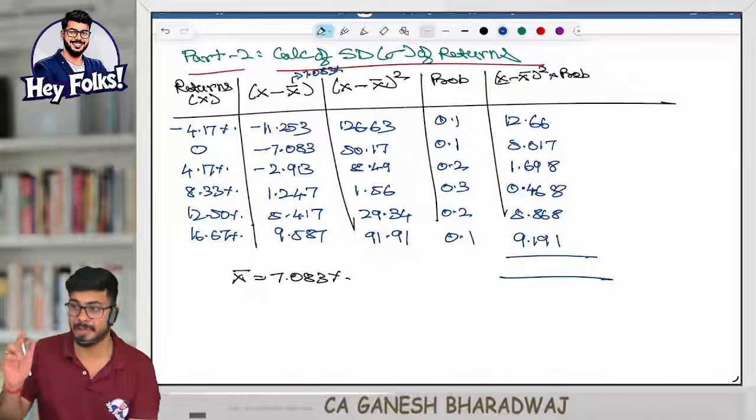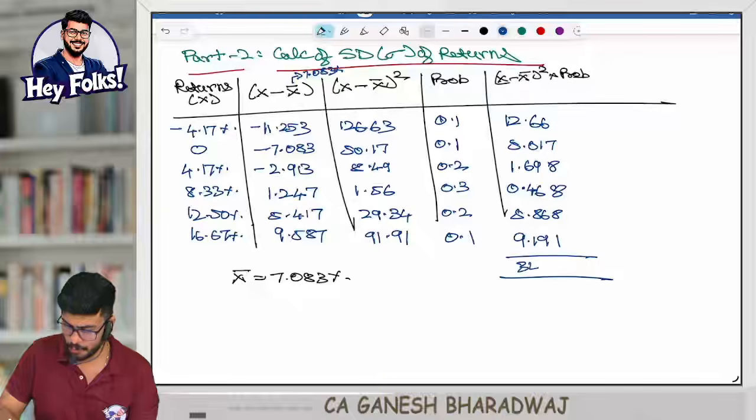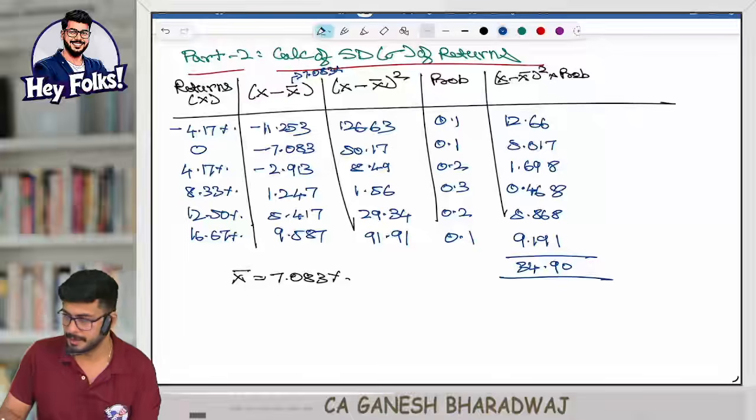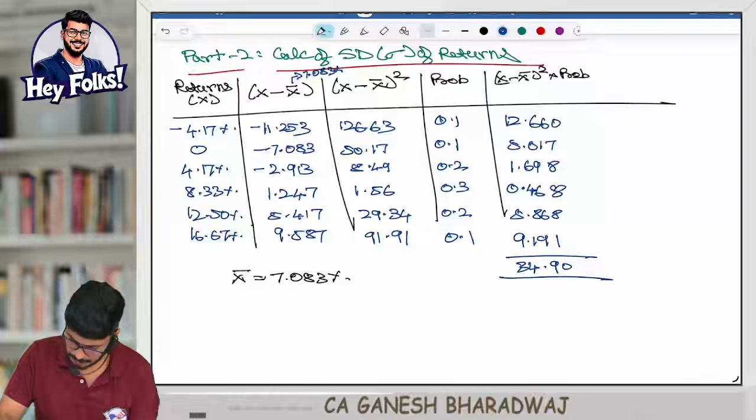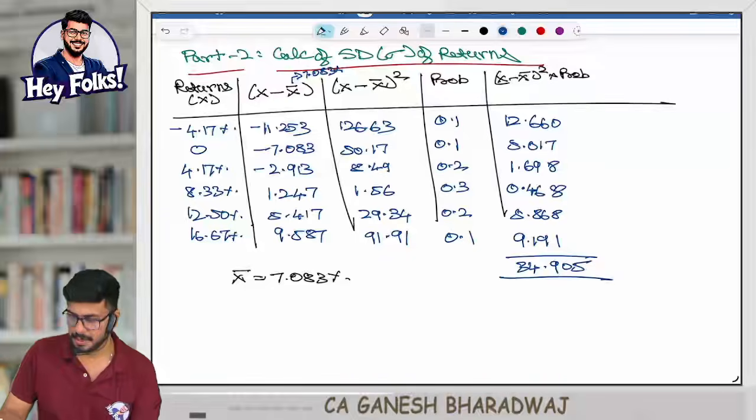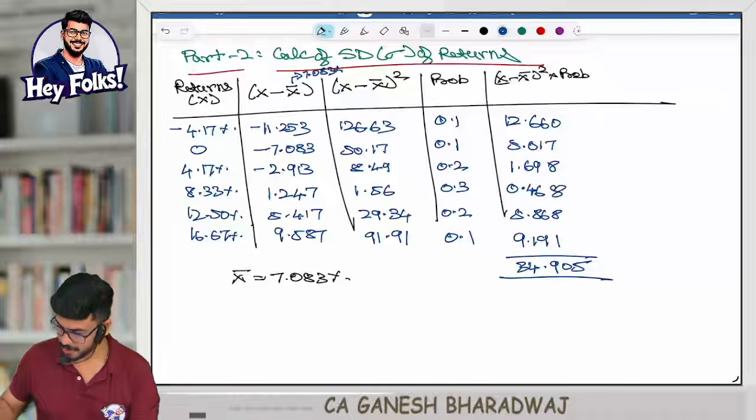This itself is your variance, not your standard deviation. So you need not average again. You just need to take the square root. Total it up. How much do you get? 34.90. We took 3 decimals. 34.905. 34.902 is printed in the book. So do your calculation, please. Okay, it's coming to 2 only.